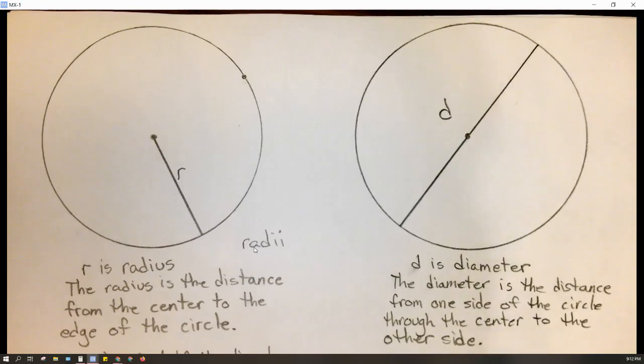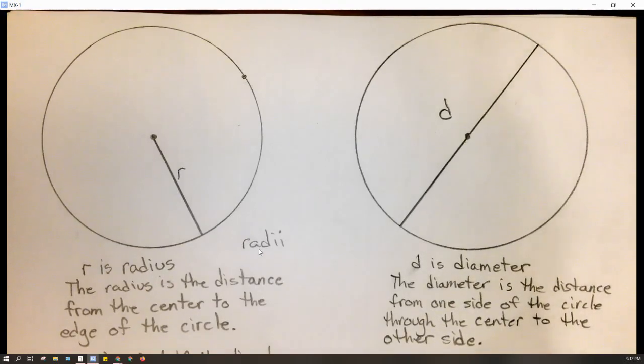Now, this right here, it says radii. What is that? That's the word radii, and that's the plural of radius. So you have one radius, but you have two radii. So we don't say radiuses, we say radii. So that's the plural of radius.